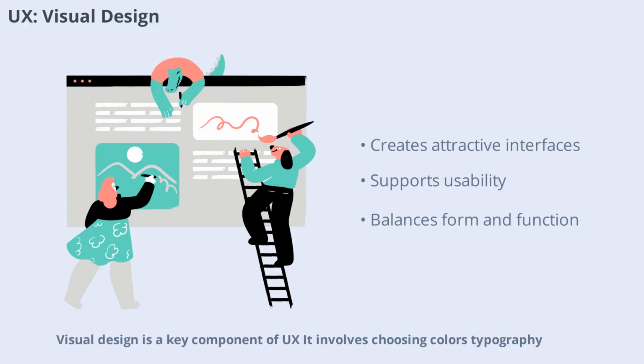Visual design is a key component of UX. It involves choosing colors, typography, imagery, and layout to create an attractive and functional interface. Good visual design not only makes a product look appealing, but also supports usability by guiding attention and clarifying information. UX designers balance aesthetics with function to create harmonious experiences.